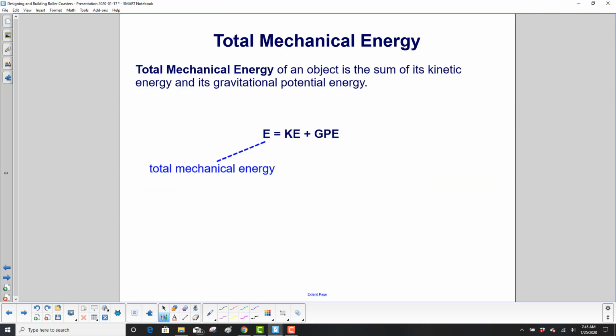Total mechanical energy of an object is the sum of its kinetic energy and its gravitational potential energy. As you go through physics, you will find out there are different types of energy that contribute to this, but for now we're going to stick with kinetic energy plus gravitational potential energy.